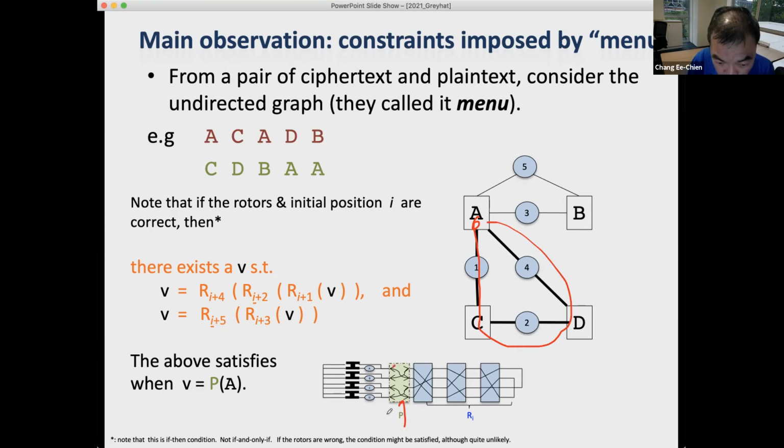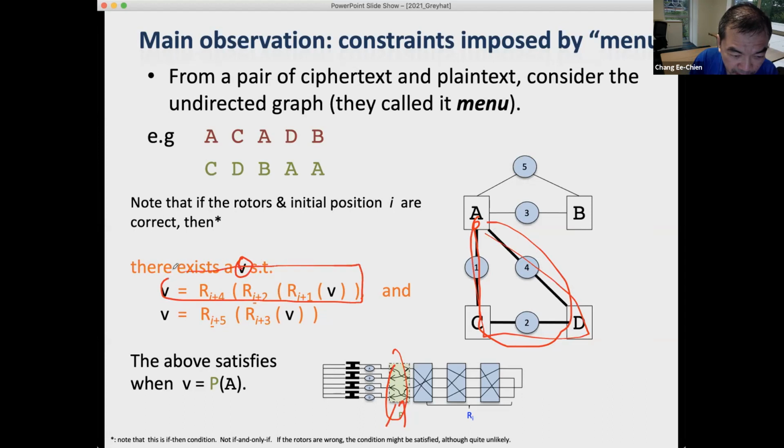So we do not know what this permutation will map it to, but we know that there exists a symbol. After the first permutation, second permutation, and the fourth permutation, it will go back to itself. So this is a constraint. So you write down the constraint. We know that if we are at the right position, at the right rotor, then there exists a V. We do not know what it is because it is after a permutation, but there exists one.